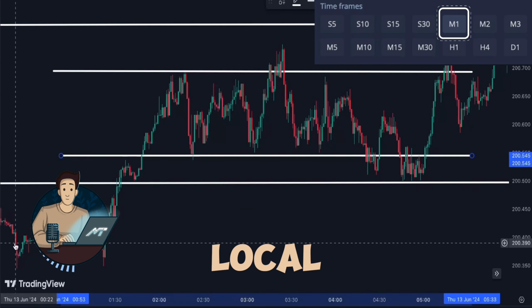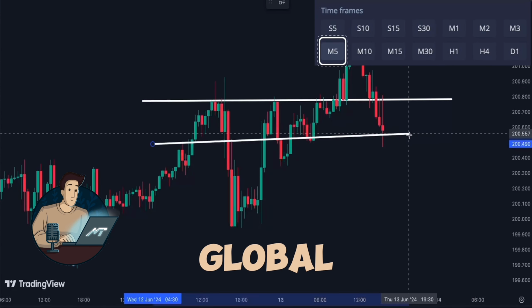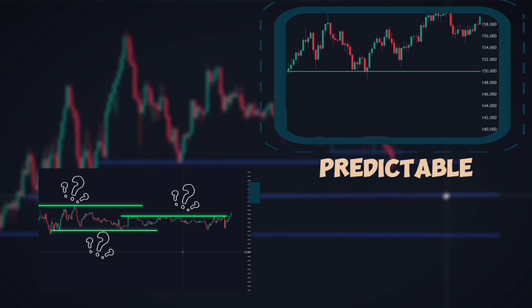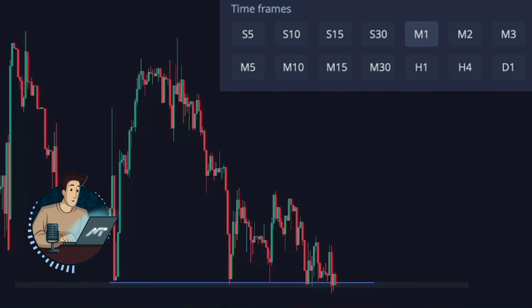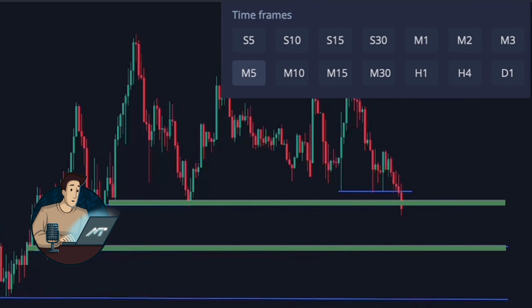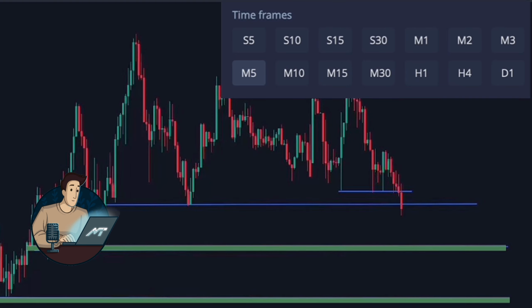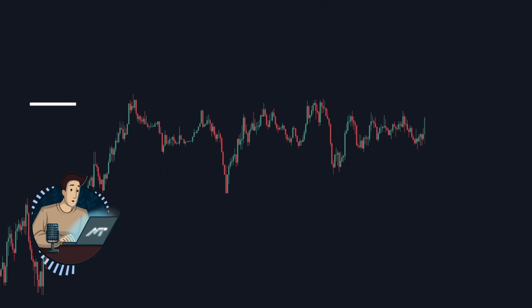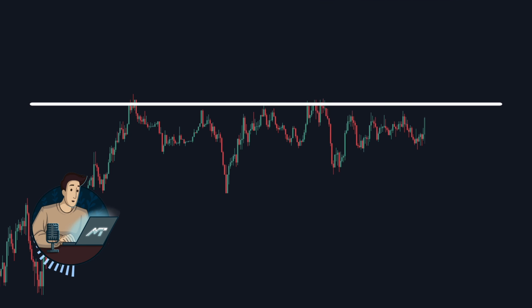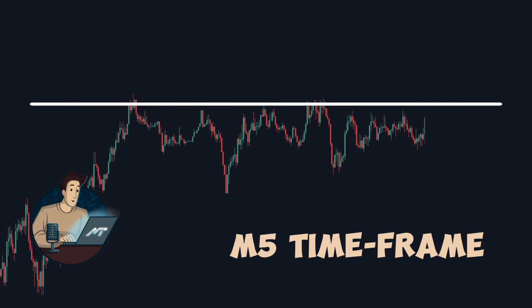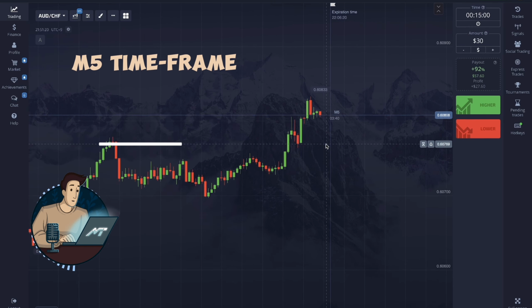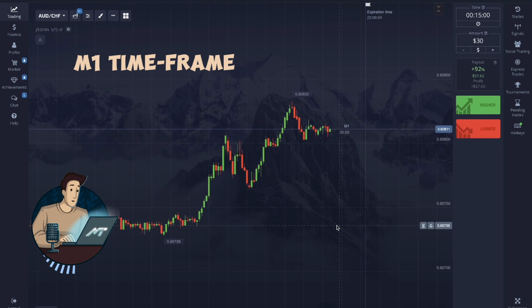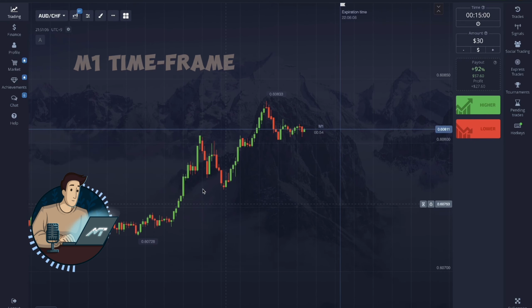Levels can be either local or global. Additionally, they can be predictable or unpredictable. A local level is the one you might find on a shorter time frame while trading. Global levels are stronger and more reliable than local ones. You will typically find them when switching to a longer time frame. The go-to rule here is to find the global levels before even starting to look at shorter time frames.